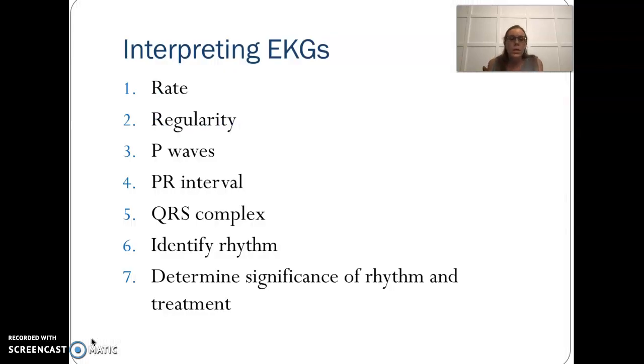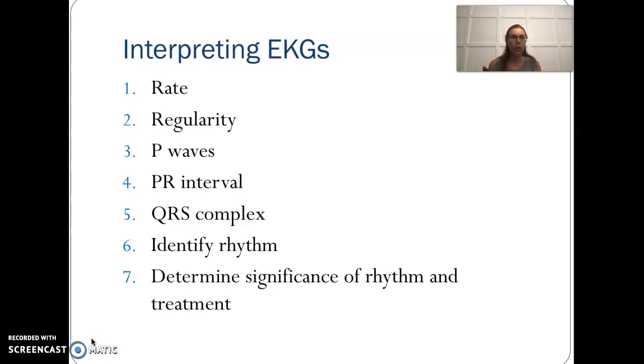Now we're going to talk about methods for rhythm interpretation. All of this we're going to practice when we meet in person, but these are just the basic concepts you'll want to know about before we get going. So these are the steps that you're going to do when you interpret or analyze an ECG or an EKG.